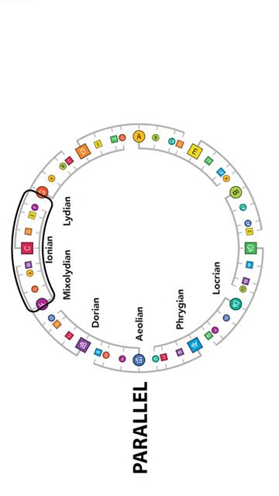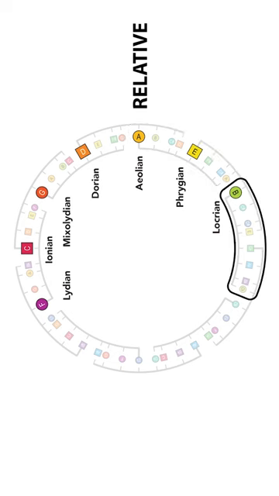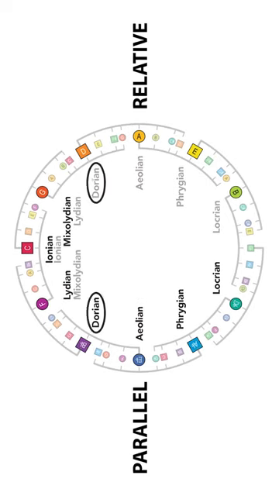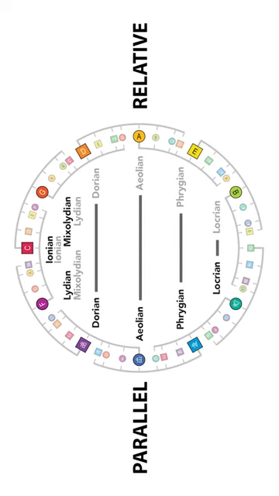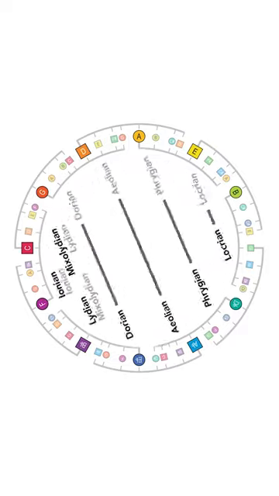And what's cool is that all of these patterns form an intricate geometric web of relationships that informs how they're all connected, how these relative and parallel modes are like mirror images of each other, forming consistent and symmetrical patterns that are easy to understand once you can see them.